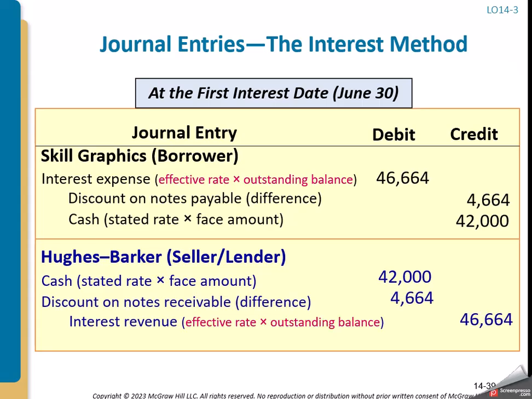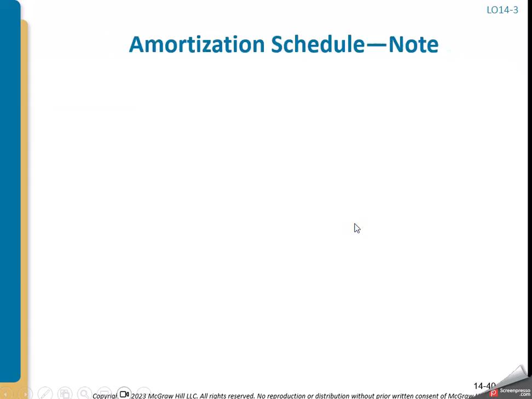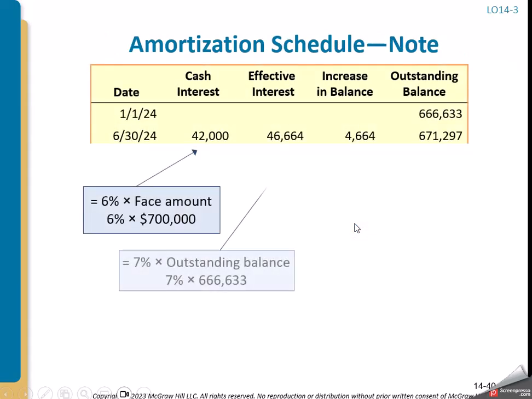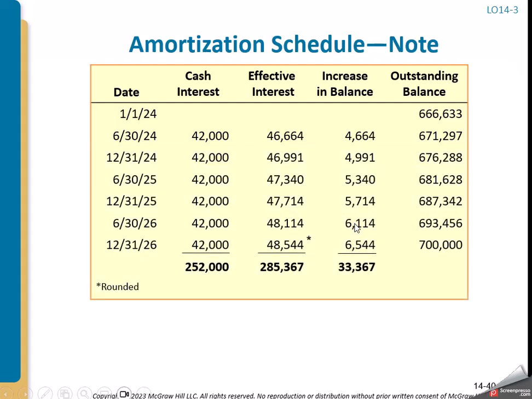So it's very similar though to what we did with the bonds. It's just a notes payable instead of a bonds payable, but we still pay the $42,000, the stated rate times the face amount. We're still charging interest expense at the market rate, and then our difference is the amortizing of that discount. So again, the schedule should look the same as what we just saw in the bonds. It's just a note instead of a bond.